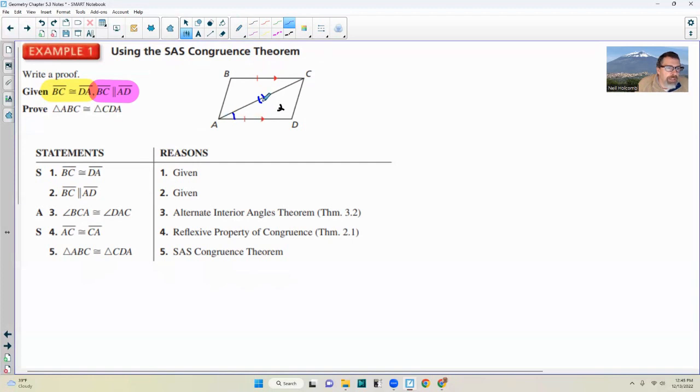Notice it's included. It's in between the two marked sides. This side's marked congruent, and the blue markers here make this congruent to itself. And this angle is formed by those two sides. So we have side, angle, side, and going this way, AD, angle A, or I can't call it angle A, angle DAC, and AC. So we have SAS, SAS. Okay, so that's how you construct a proof.